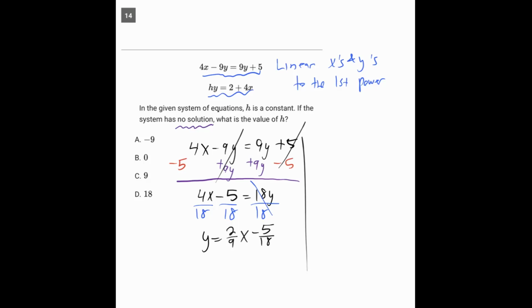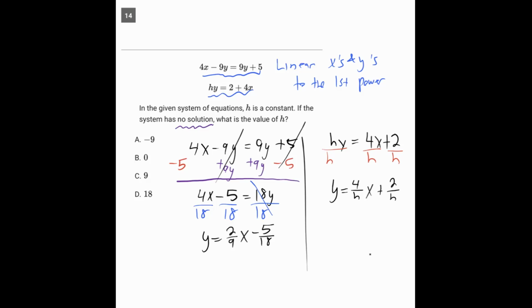Now let's work on the second one. That's a little easier because we already kind of have y by itself. Hy is, and let's write this as 4x plus 2, because we have the mindset of wanting to get mx plus b. And now we'll just divide by h all throughout, and that'll give us y is equal to 4 over h times x plus 2 over h.